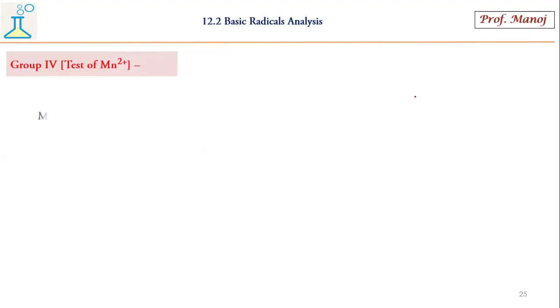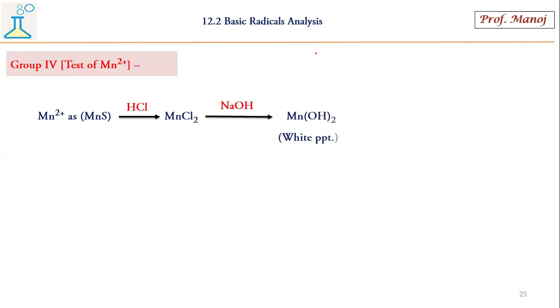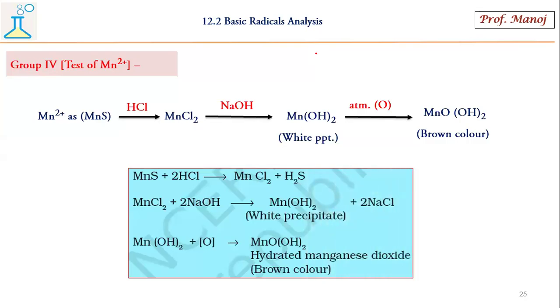Next, we come to manganese radical test. Manganese is taken as Mn+2, and with HCl it forms MnCl2. Once again it forms a white PPT, and on atmospheric oxidation it forms a brown color. Now this is a kind of reaction set they have given.